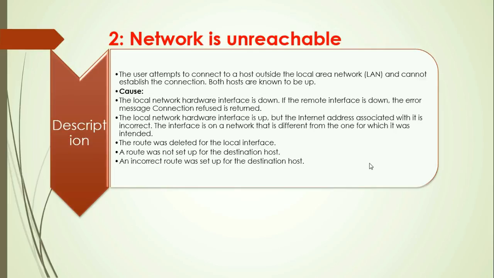Next common issue in our network connection is the network is unreachable. The description is the user attempts to connect to a host outside the local area network, the LAN, and cannot establish the connection. Both hosts are known to be set up. The common cause of this error is the local network hardware interface is down. If the remote interface is down, the error message connection refused is returned.